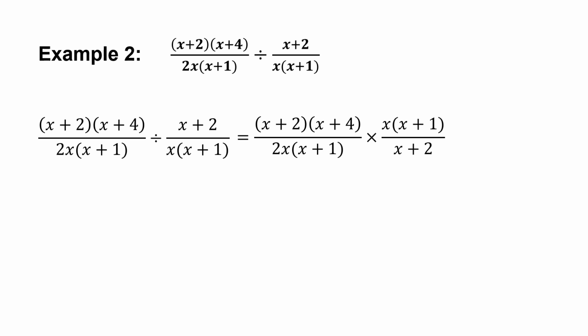So our next step is to look for ways to simplify this. So I can see here that we've got an x plus 2 term on the top and the bottom, and we also have an x plus 1 term on the top and the bottom. So we can cancel these out, and there's also an x term on the top and the bottom, so these terms cancel out, and we're left with an x plus 4 in the numerator and a 2 in the denominator.